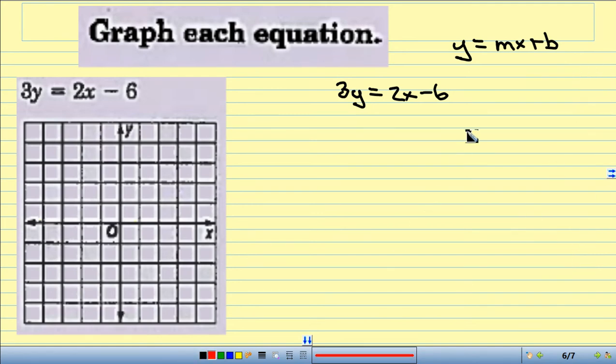It's not by itself. It's with this 3. It's being multiplied by this 3. To get rid of multiplication by 3, divide by 3. Everything gets divided by 3. And when I do, it cancels and cancels. -6 over 3 becomes -2. So I end up with y equals 2/3 x minus 2.